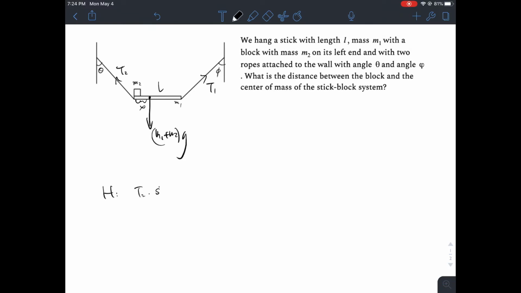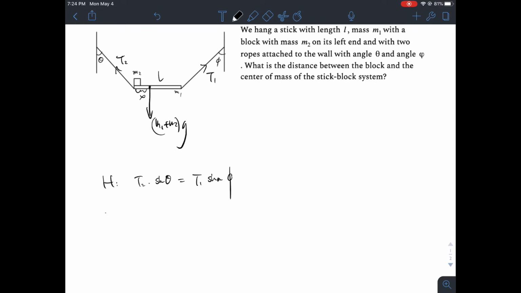First, in the horizontal direction, we have T2 times sine theta equal to T1 times sine phi, because there's only two forces, one left, one right. Then in the vertical direction, we have T2 times cosine theta plus T1 times cosine phi equal to m1 plus m2 times g.